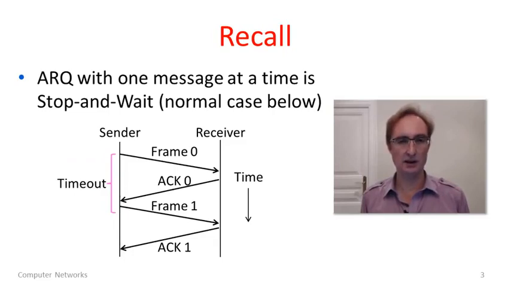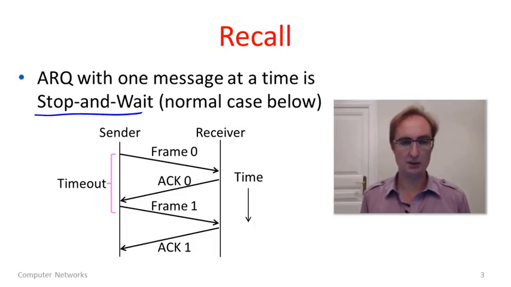Okay, so let me go back there and start at the beginning. I said that ARQ, automatic repeat request, is a mechanism that provides reliability by retransmitting packets or segments or frames, depending what layer you're operating at, until they're acknowledged by the other side. So it ensures they'll get through. Now with stop and wait, which we saw before, only one message can be outstanding at a time.